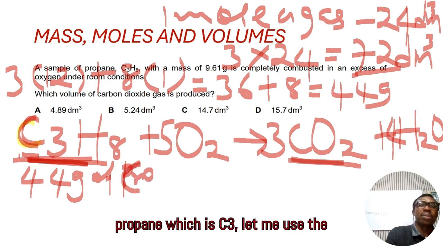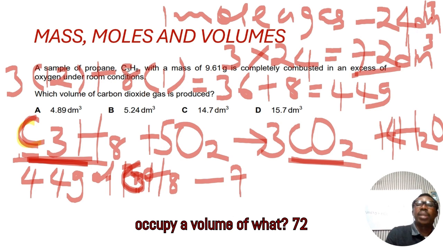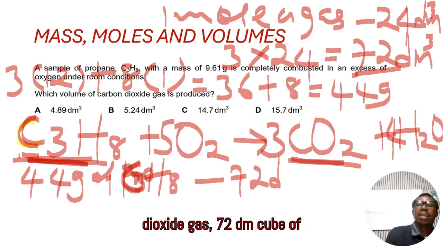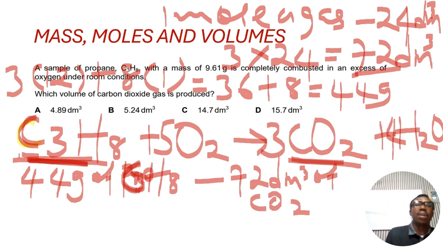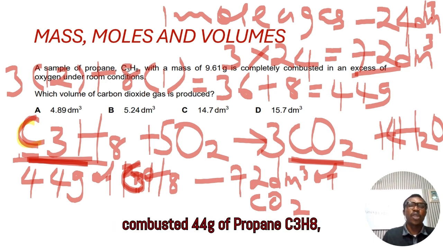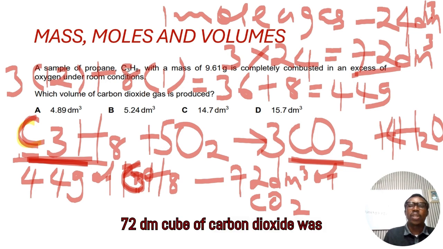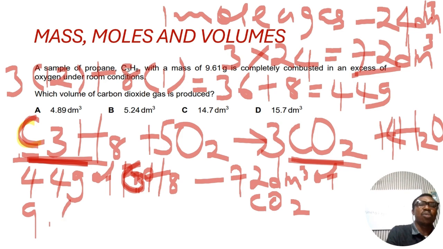which is C3H8, occupy a volume of 72 dm³, which is 3 moles of carbon dioxide gas. You are now asked which volume of carbon dioxide gas is produced when a mass of 9.61 gram is completely combusted. So when we combusted 44 gram of propane C3H8, 72 dm³ of carbon dioxide was produced. So for 9.61 gram of propane.